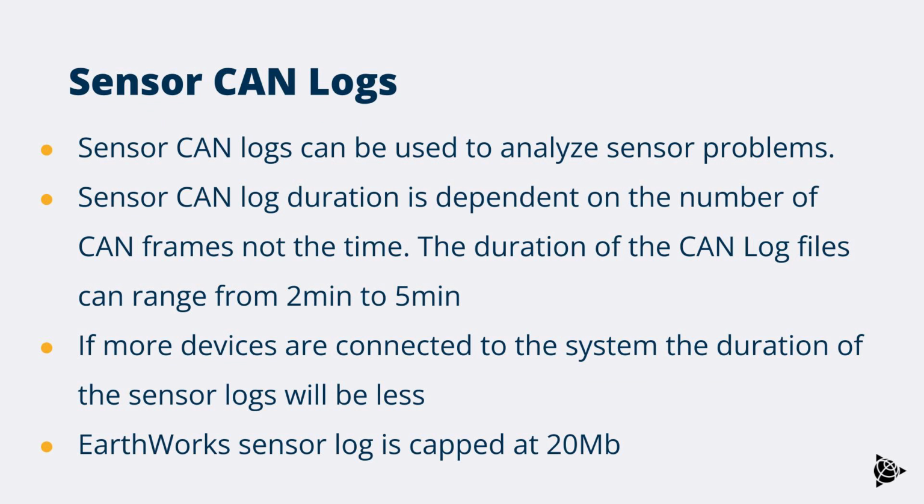Sensor CAN logs. Sensor CAN logs can be used to analyze sensor problems. Sensor CAN log duration is dependent on the number of CAN frames, not the time. The duration of the CAN log files can range from 2 minutes to 5 minutes. If more devices are connected to the system, the duration of the sensor logs will be less. Earthworks sensor log is capped at 20 megabytes. Sensor logs will only show CAN data when the sensors are connected to the CAN bus. It will not show data on disconnected devices or cable faults.